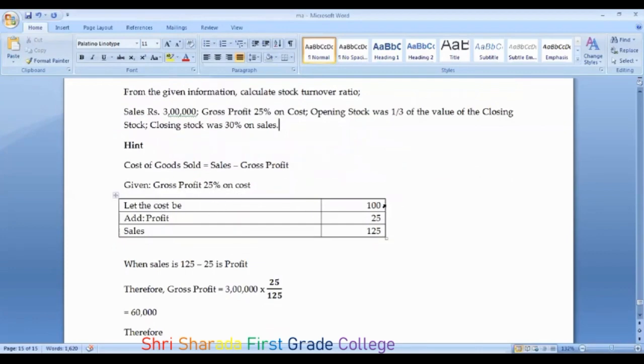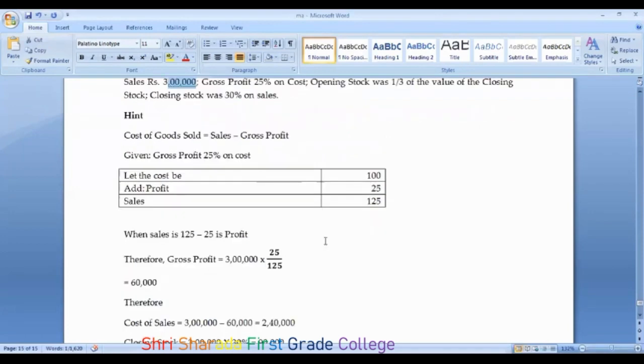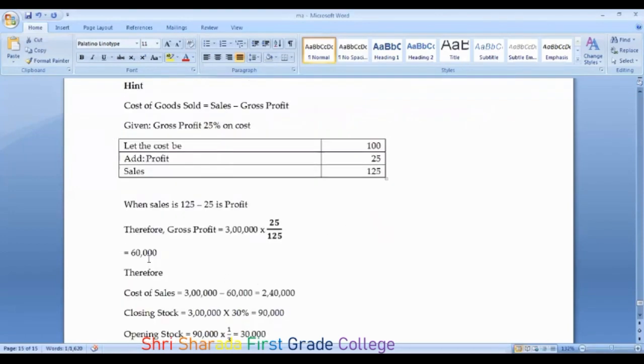Let the cost be 100. The profit is given here as 25%. So 100 plus 25 gives you 125 as the sales. When sales is 125, the profit will be 25. Therefore, gross profit on sales is 3 lakhs multiplied by 25 divided by 125, so 60,000.